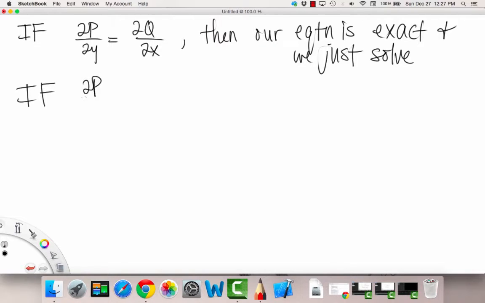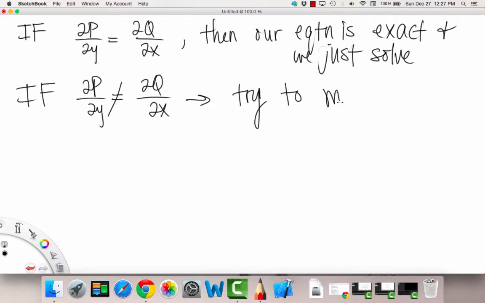If partial P partial y is not equal to partial Q partial x, then we have to try to make the equation exact.